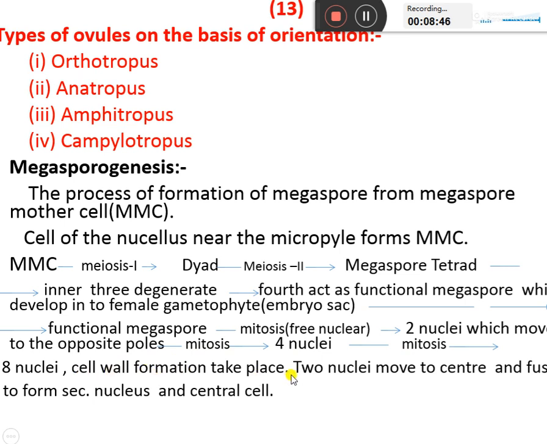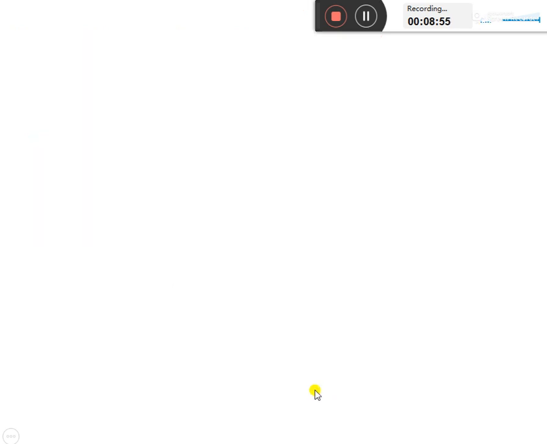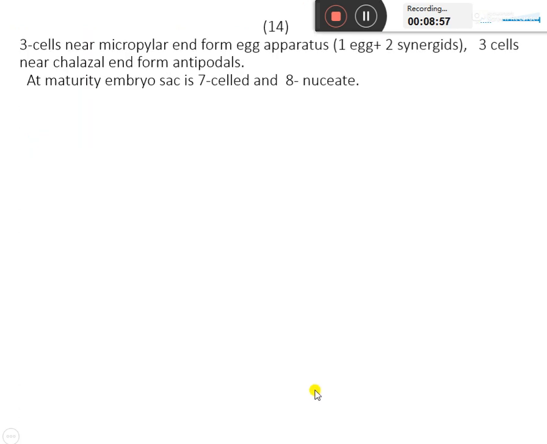and later the cell wall formation takes place, and two central nuclei come to the center and fuse to form the central cell. The three cells near the micropylar end form the egg apparatus, that is one egg cell and two synergid cells, while the three near the chalazal end form the antipodals. So at maturity, in the embryo sac there are 7 cells present, but it has 8 nuclei.